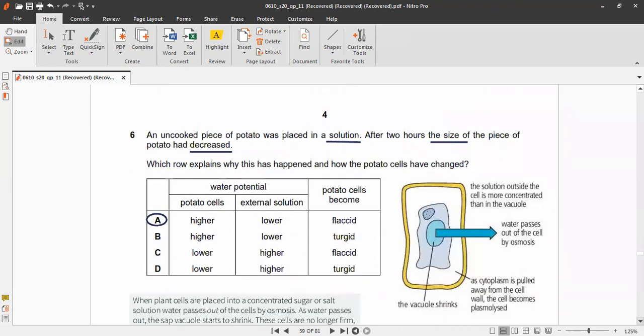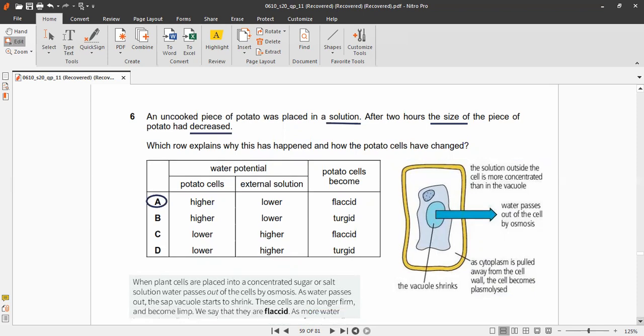An uncooked piece of potato was placed in a solution. After 2 hours, the size of the piece of potato had decreased. Explain why this has happened and how the potato cells have changed. Yes, water potential. In potato cells, higher concentration. So water passes out of the cell by osmosis to the external solution that is lower in water potential. And what happens to potato cells? They become flaccid.